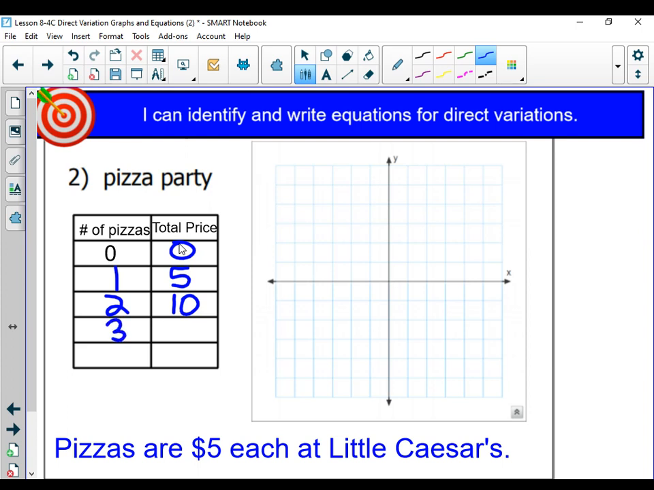If I buy 3 pizzas, is it magically going to cost $20? No, 20 wouldn't be a steady increase. Every time I buy another pizza, I pay $5 more. When I go to graph that, I should probably count by 5s instead of 1s because I don't think very many are going to fit otherwise.